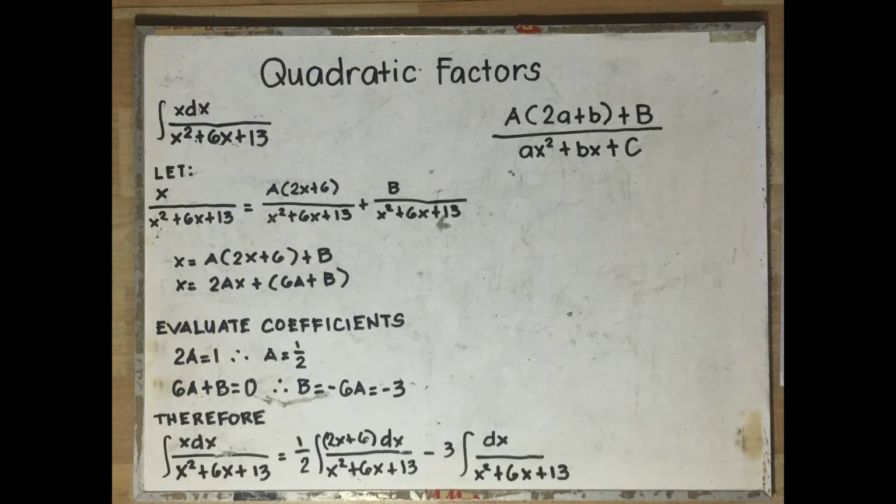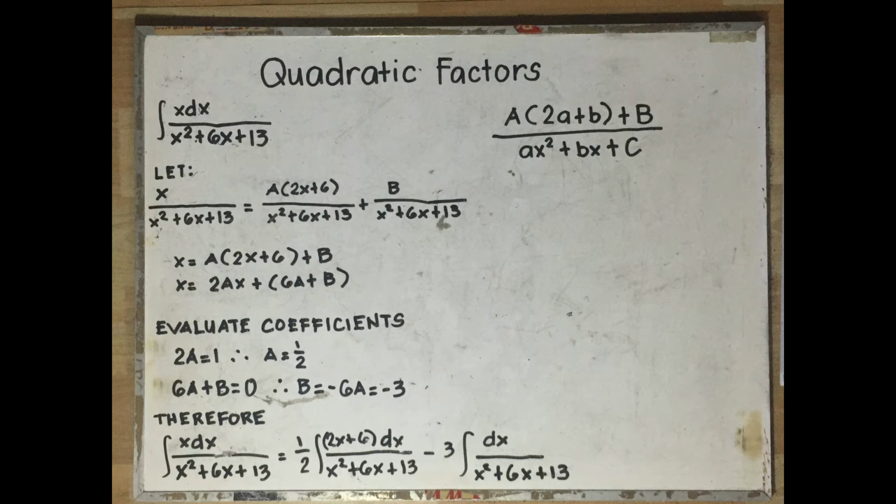Therefore, the integration of x times dx over x squared plus 6x plus 13 is equal to 1/2 times the integration of the quantity of 2x plus 6 times dx over x squared plus 6x plus 13 minus 3 times the integration of dx over x squared plus 6x plus 13. To make the integration of the second function easy, we will use what we learned from our inverse trigonometric functions lesson.